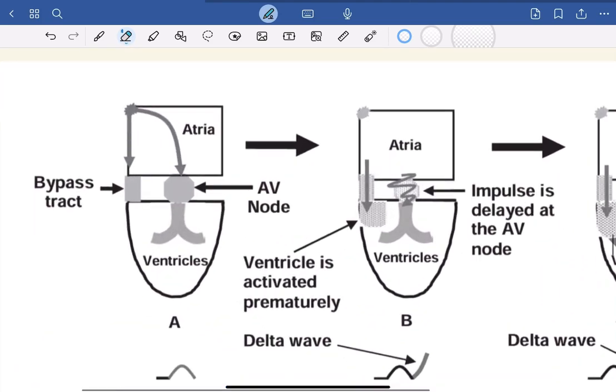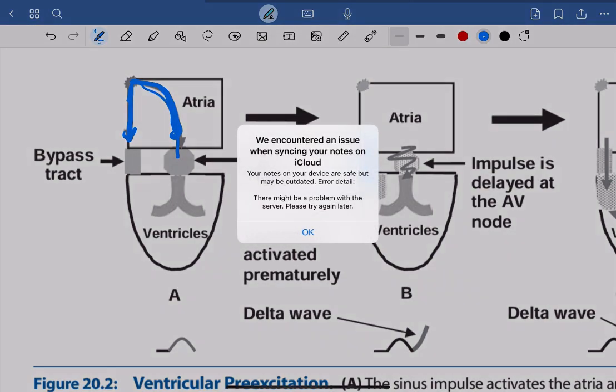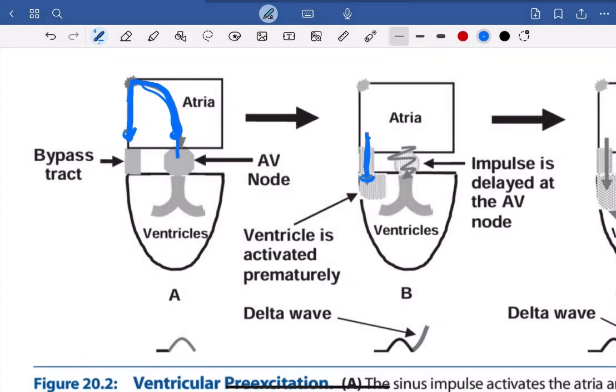Let's suppose this SA node is generating the electricity, and this travels through the AV node as well, and it travels through the bypass tract. When it travels through the bypass tract, there is no delay like in the AV node. So it reaches the ventricle before the AV nodal current reaches the ventricle, so that excites the ventricles. This part of the ventricle is excited. This is pre-excited ventricular tissue, and by the time the AV nodal current reaches the ventricles, this part is depolarized.